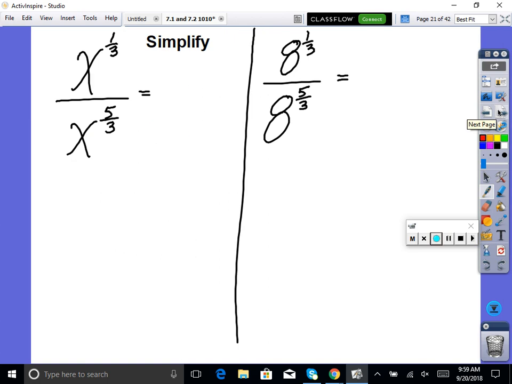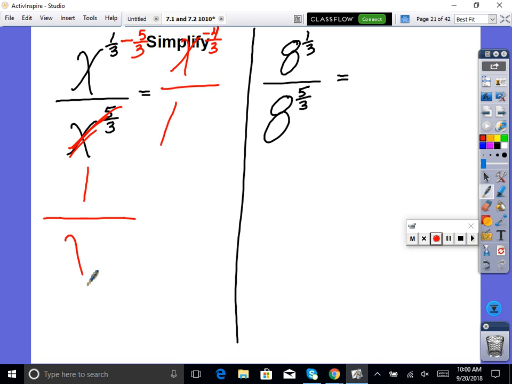Hey, when you divide, then you subtract, and you always subtract the bottom from the top. So guys, we're going to go like this. Let's put these together. That's going to be 1/3 minus 5/3. Now it's gone, so on bottom we have a 1. So we have x to the 1/3 minus 5/3, negative 4/3. Now there's your answer. What do you need to do? One last step. Flip it. Negative exponents are not an acceptable final answer. So we have 1 over x to the positive 4/3.